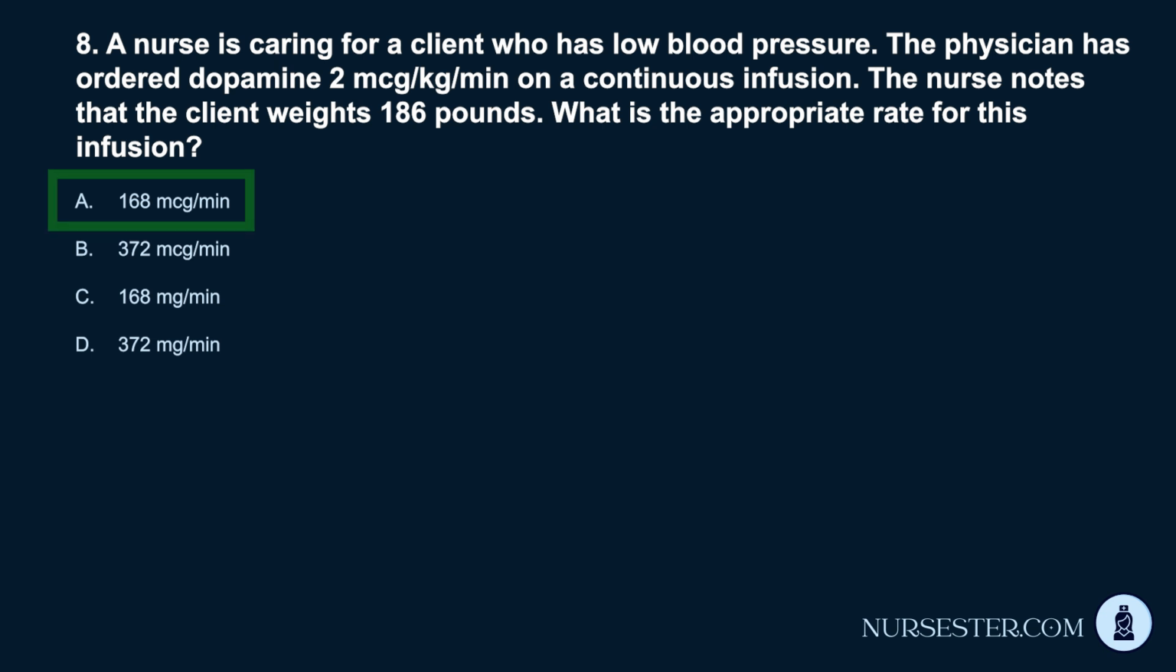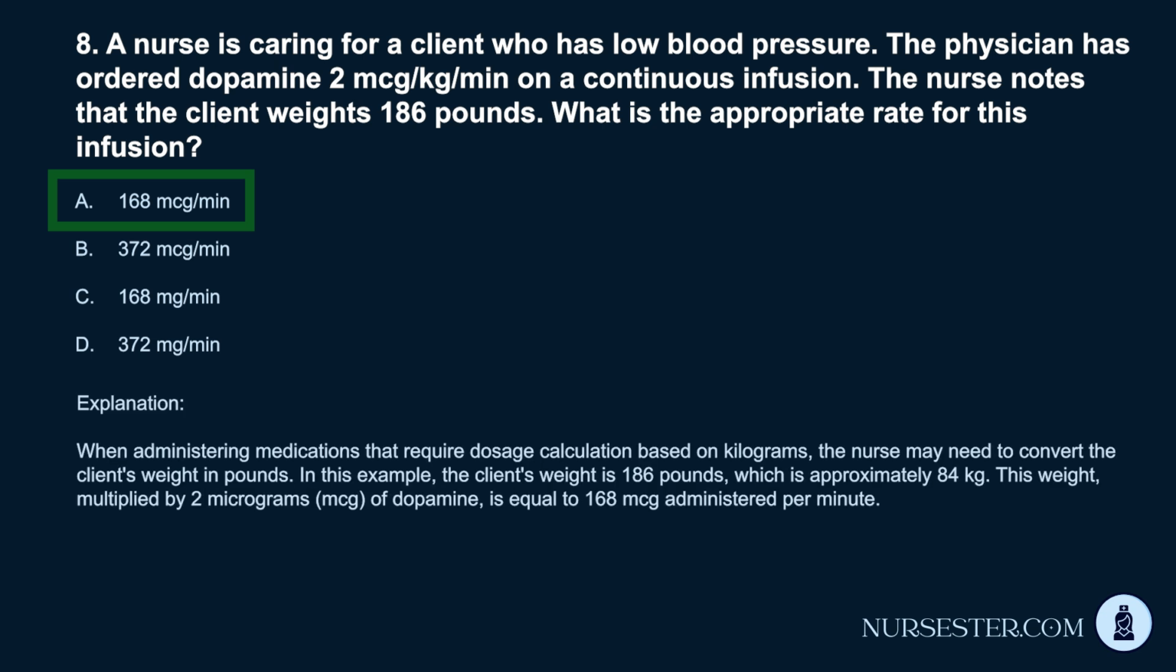Correct answer: A. 168 micrograms per minute. When administering medications that require dosage calculation based on kilograms, the nurse may need to convert the client's weight in pounds. In this example, the client's weight is 186 pounds, which is approximately 84 kilograms. This weight, multiplied by 2 micrograms mcg of dopamine, is equal to 168 micrograms administered per minute.